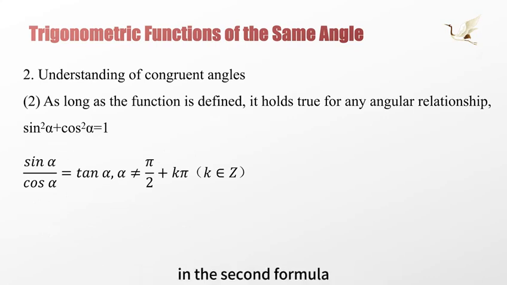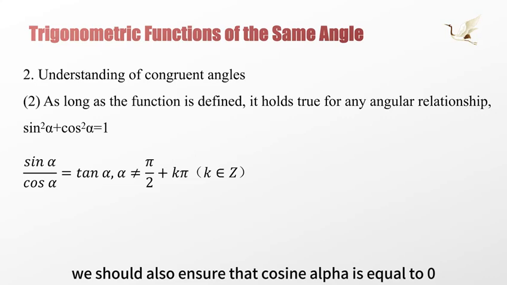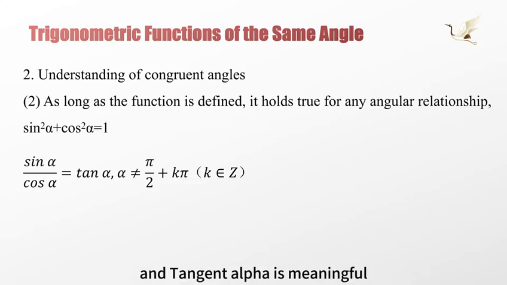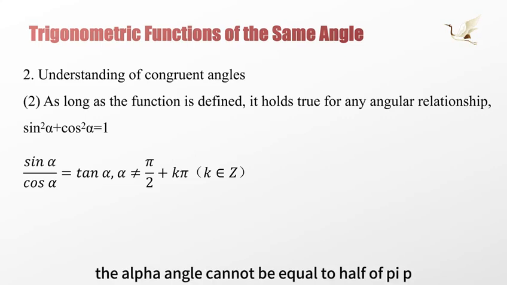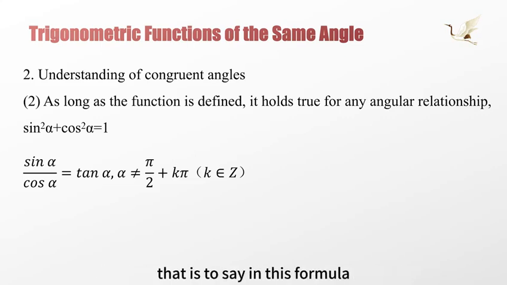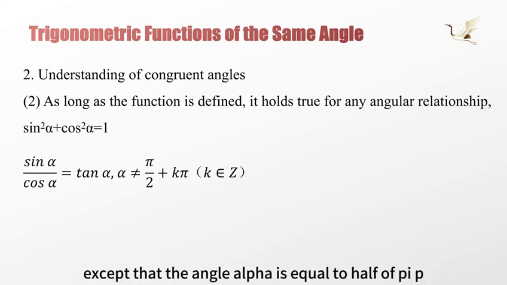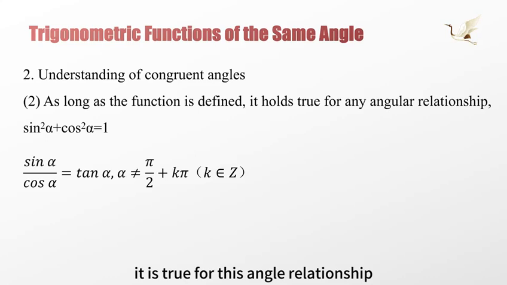In the second formula, we should also ensure that cosine alpha is not equal to 0, so that tangent alpha is meaningful. That is to ensure that the angle alpha cannot be equal to half of pi plus k pi. That is to say, in this formula, except that the angle alpha is equal to half of pi plus k pi, the relationship is true for this angle.